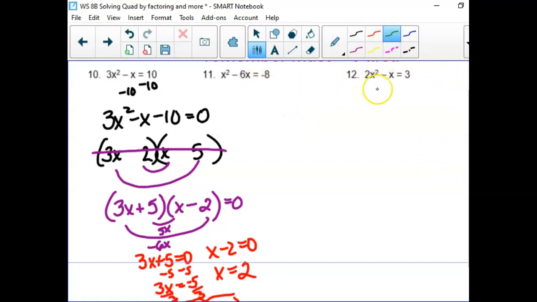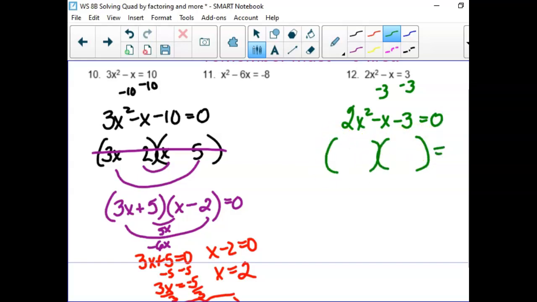I think I'll skip 11. I'll just do 12 with you. What can we do on 12? What do we have to do first? Move the 3 over, yep. So we end up with 2x squared minus x minus 3. So we're going to have a 2x and a 1x. The only factors of 3 are 3 and 1. Do you want to try 1, 3 or 3, 1 first?